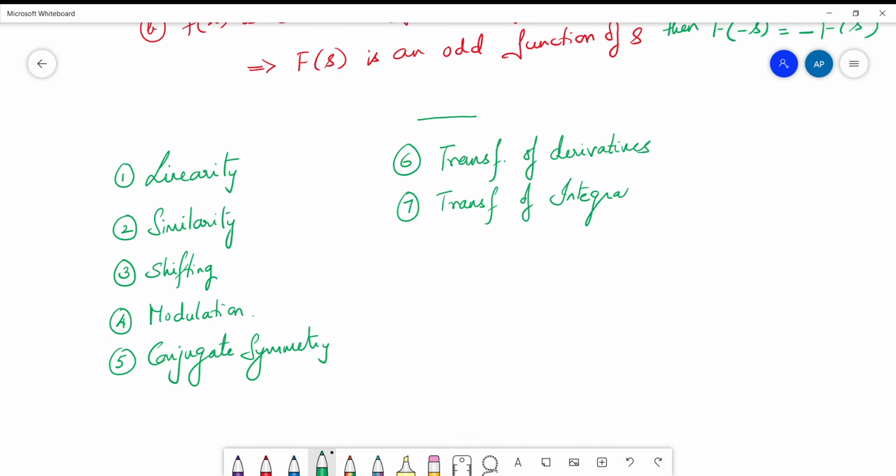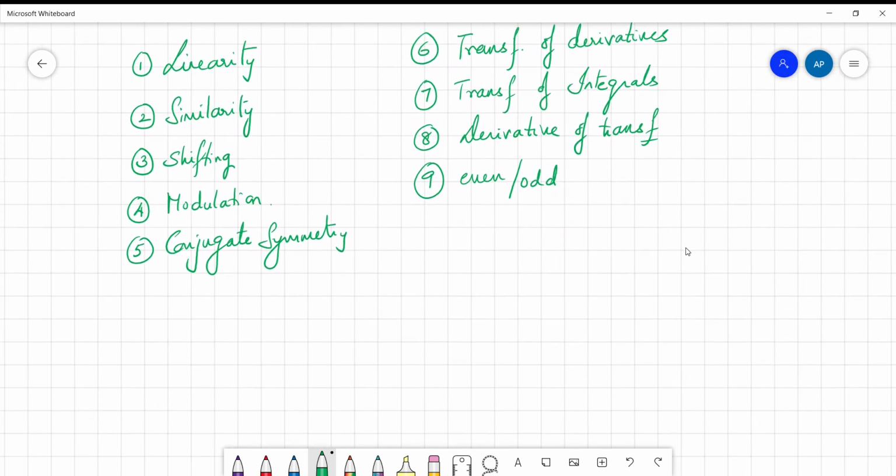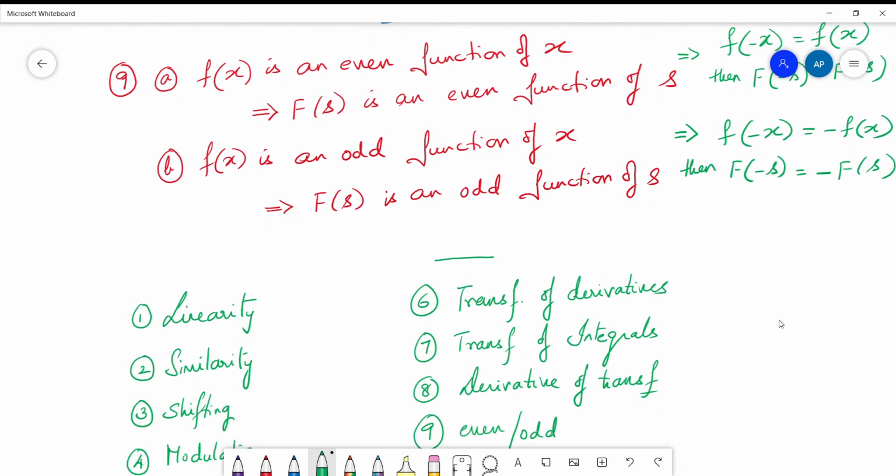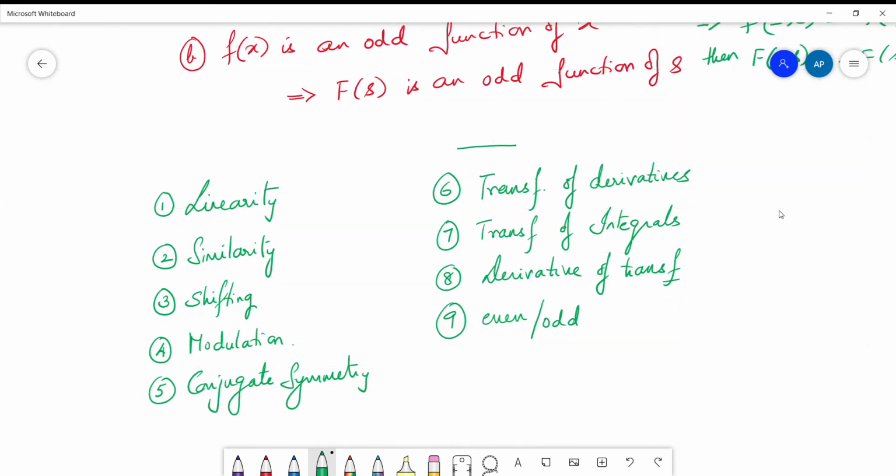So transform of integrals. And in this particular video we defined what is called the derivative of transforms, and we understood that the nature will not change based on an even and an odd function. If the function is even or odd, its corresponding Fourier transform will also remain even or odd. So these are the 9 important properties of Fourier transforms. In the next video, I shall focus on a very important theorem called the convolution theorem. So we shall meet in my next video.